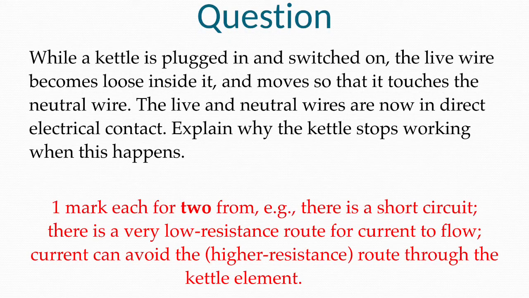This is what's known as a short circuit. It produces a low resistance route for the current to flow from live to neutral, and so the current can avoid travelling through the much higher resistance filament in the kettle. As a result, the filament won't heat up.